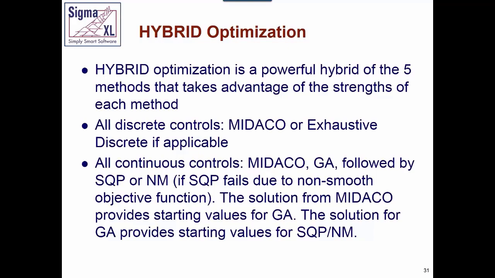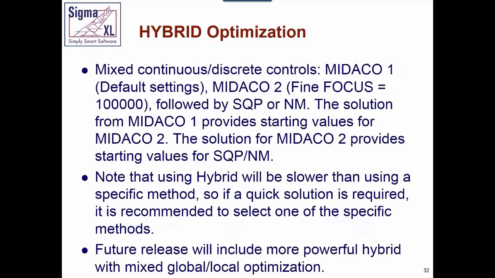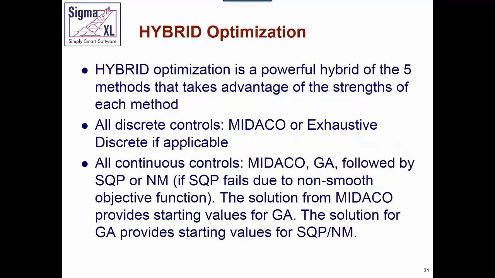If you have all continuous controls, then it's going to use a combination of MIDACO, GA, and then one of the local optimizers, depending on whether it's smooth or non-smooth. If you have a mixed continuous discrete, it will use two different settings on MIDACO, followed by the local optimizer. And in the all discrete case, it'll start with exhaustive if applicable, but if not, then it kicks in with MIDACO.